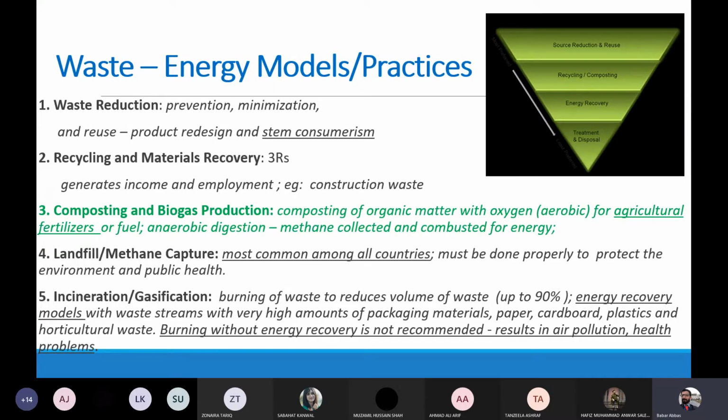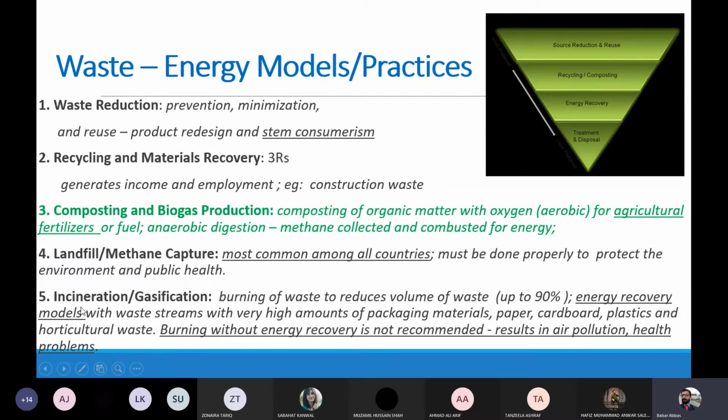And if you sustain this process, and if you operate in a sustainable way, obviously you would be enhancing the life of your landfill site in terms of its operations. And landfill or the methane capture technique is the most common among all countries. It must be done properly to protect the environment and public health.